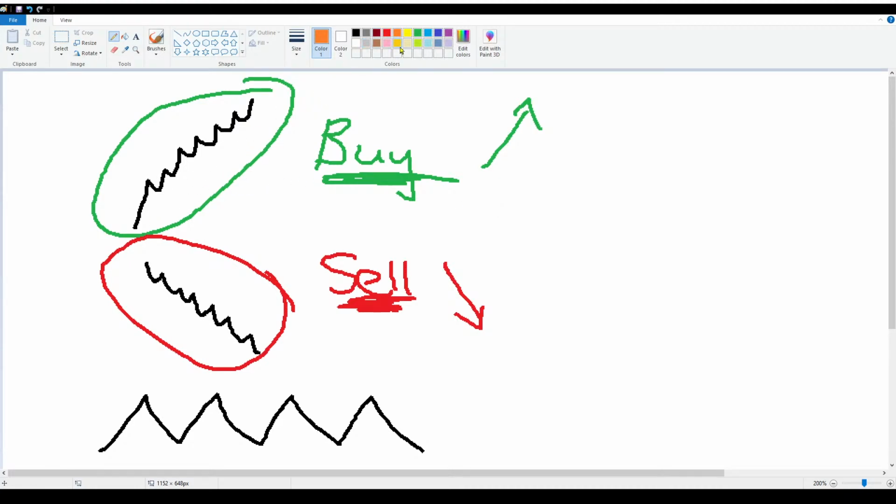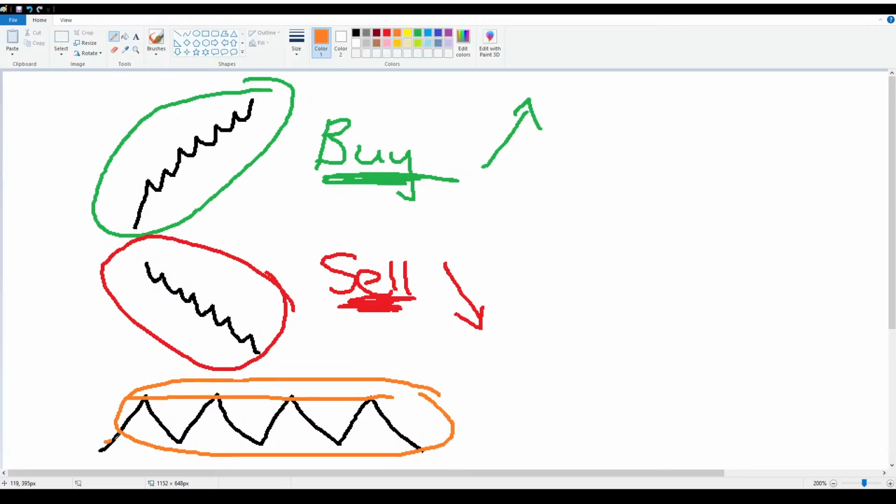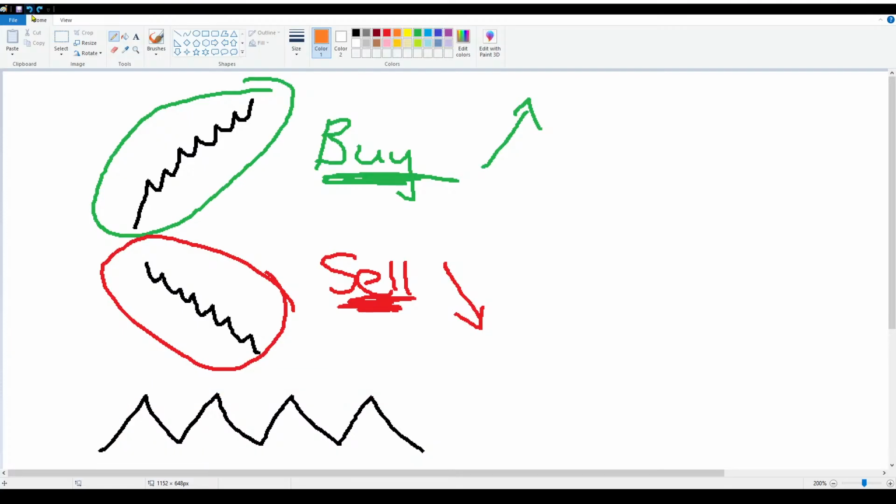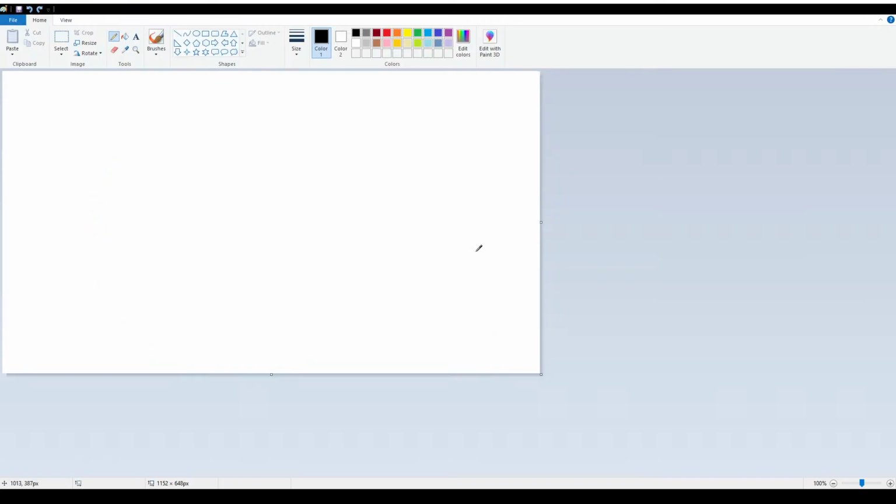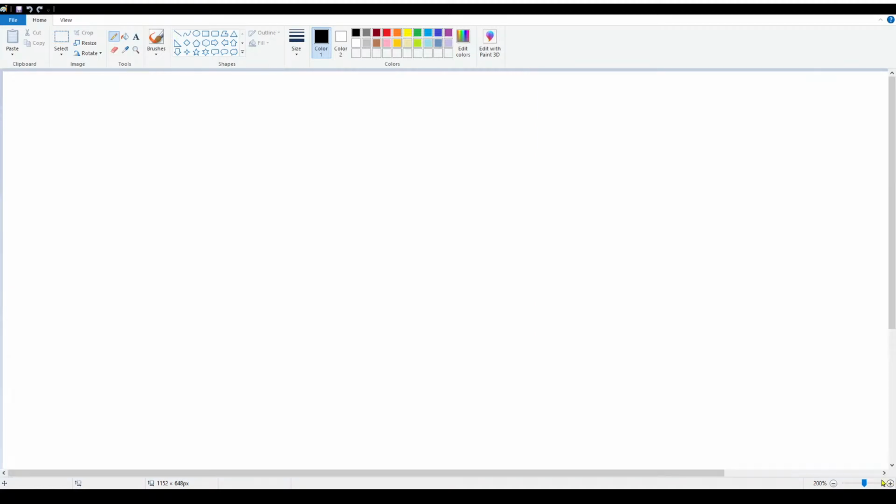Depending on the situation, we sometimes avoid the sideways trend. But in special circumstances, we can sell at the top of the range and buy at the bottom of the range, or buy the breakouts and sell the breakouts. That's basically how it happens. I'm just going through the basics.